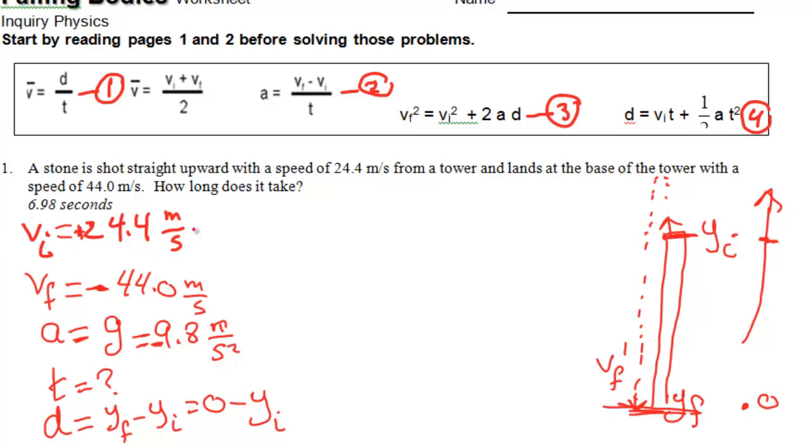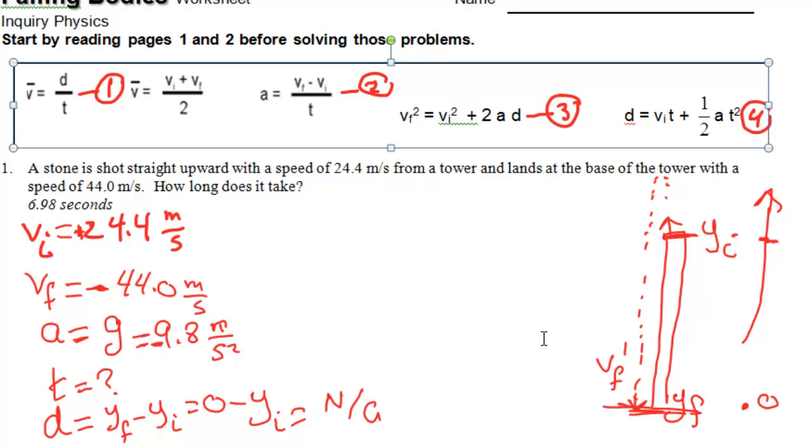The question is, what's the time? How long will it take to hit the ground? So we'll be looking for an equation that has the time. This is our unknown, and those are equation number 1, 2, and 4. Also, at the same time, we are not given any information about the displacement, so this is not given. Therefore, we want an equation that does not have d in it. And this will limit our option to only one equation. That's equation number 2. That's the only equation that does not have displacement in it.